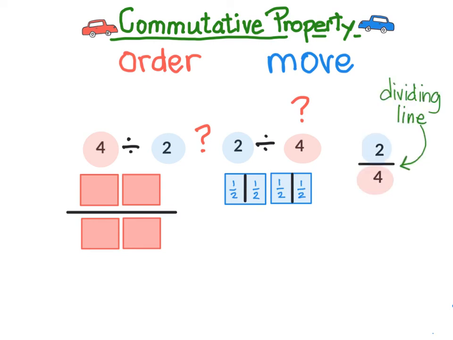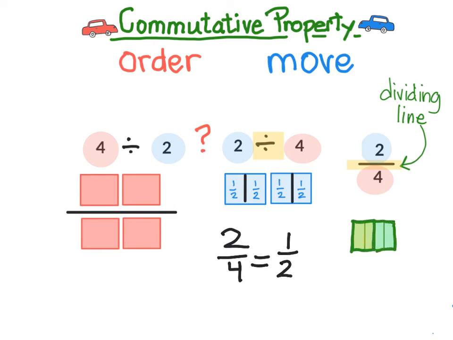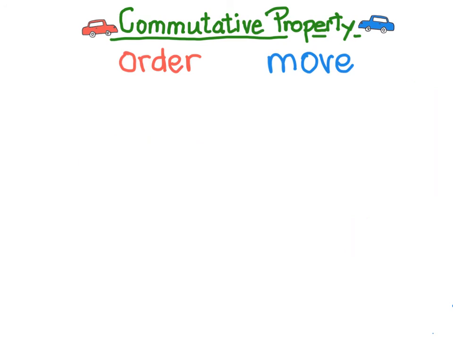Looking at this as a fraction, we can see the dividing line, which represents division, that separates the numerator from the denominator. And what we've done is we've divided 2 into 4 parts. We could also look at this as 2/4. In both situations, we get 1/2. Well, 2/4 may be equal to 1/2, but it is not equal to 2. So the answer to the expression 4 divided by 2 is not equal to the expression 2 divided by 4. So we can see that the commutative property does not work for division.